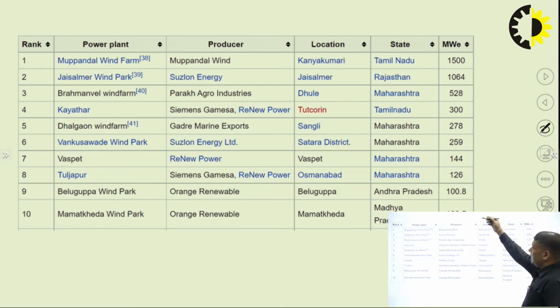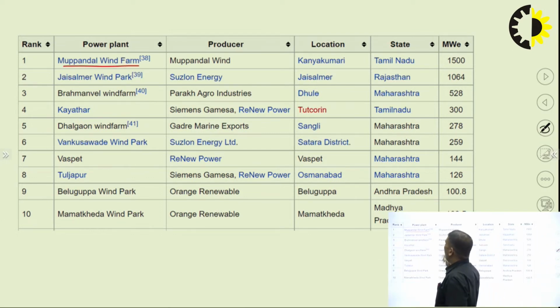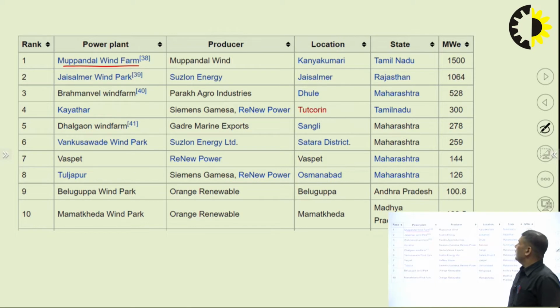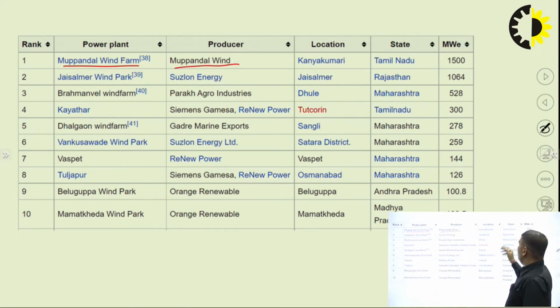So these are the top 10 sites of power plants which are basically operated with the help of wind energy. The first one is the Mupandal Wind Farm. Producer is Mupandal Wind Power Generation Company. Location is in Kanyakumari, Tamil Nadu, and the capacity is 1500 megawatts electric.